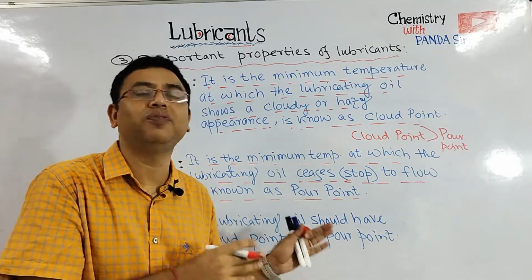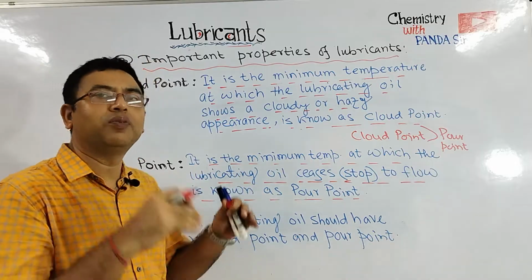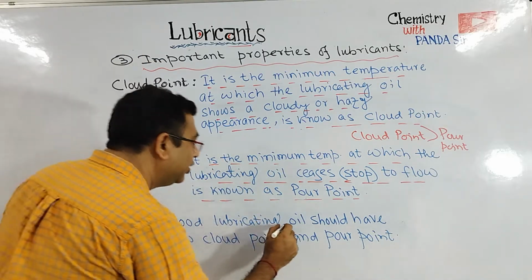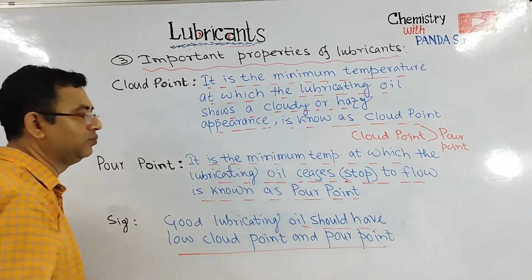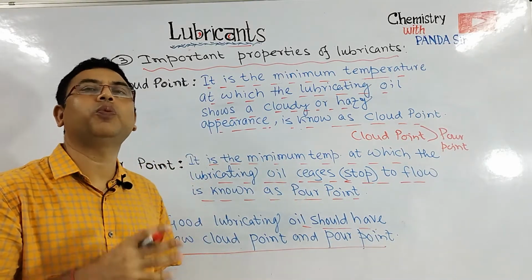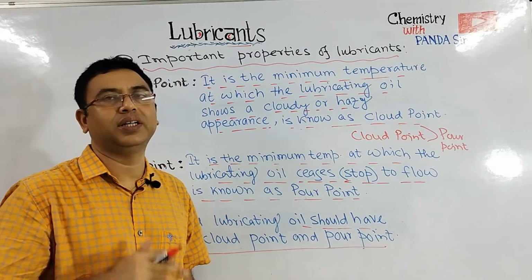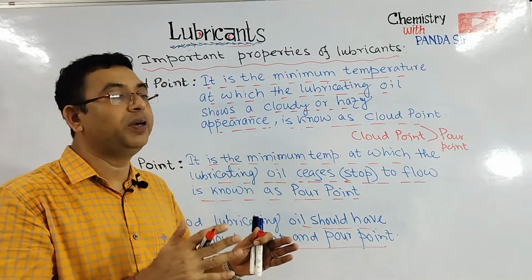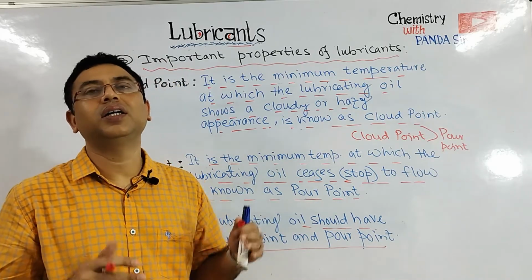Now what is the significance of that? I hope you understand that a good lubricating oil should have low cloud point and pour point. The lower the cloud point and pour point, better is the quality of the lubricant. But again, it depends on the condition. So with this, we are done with this property.